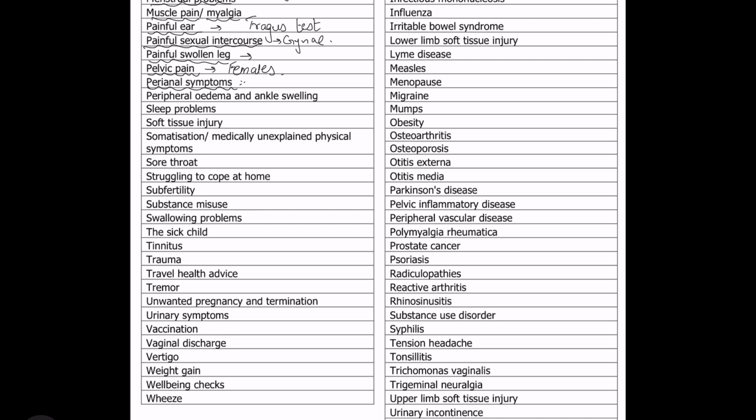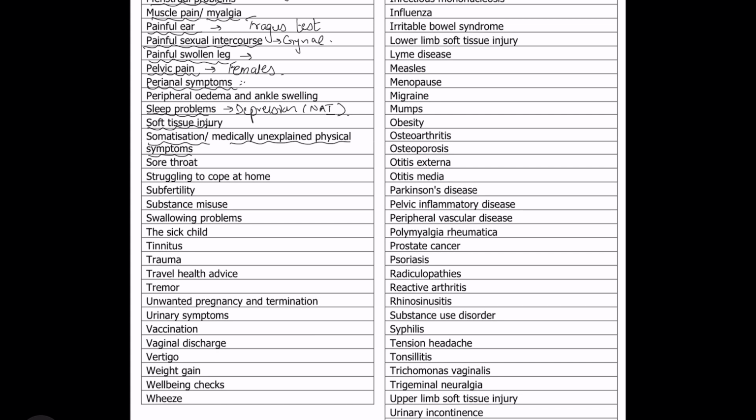Perianal symptoms, this includes any discharge of blood through the feces, or any painful discharge, or hemorrhoids. Peripheral edema and ankle swelling, mostly associated with kidney problems or cardiac problems. Sleep problems, which is most likely due to depression, and it can be due to NAI, non-accidental injuries, which is a very important section of the UKMLA. Soft tissue injury, it can result from any sports injuries or any fall.